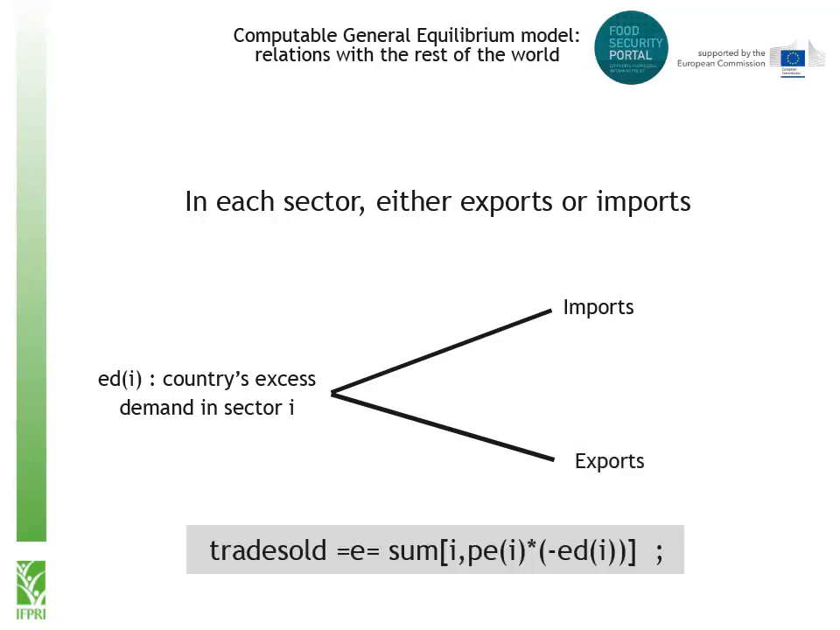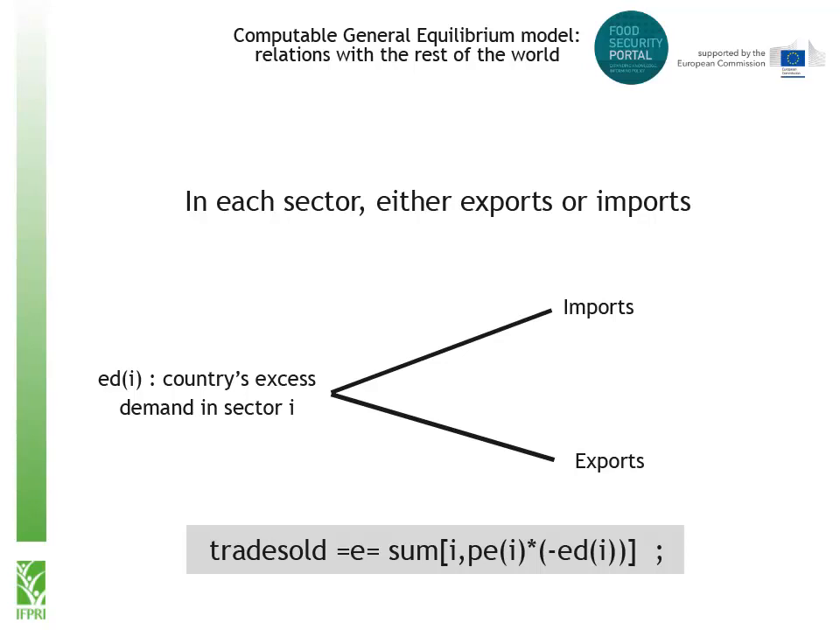And the foreign account, the trade balance, exactly, we should call it the balance in goods and services. So this equation is very simple because the trade balance is equal to the sum over i of PE in sector i times minus ED in sector i.